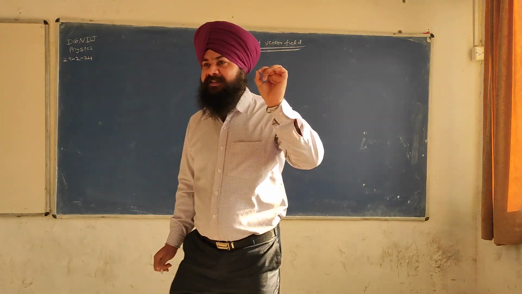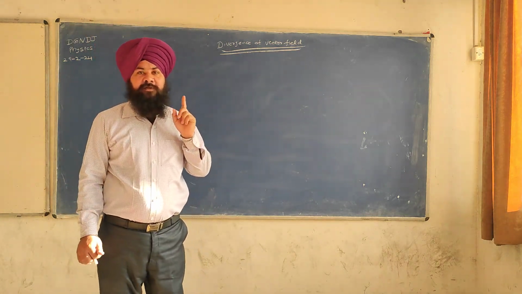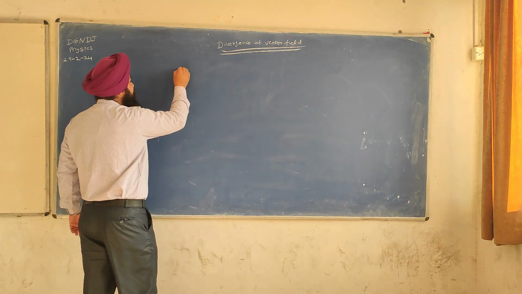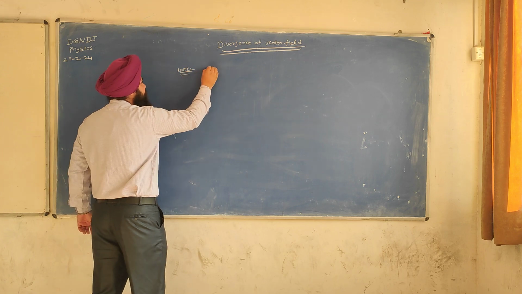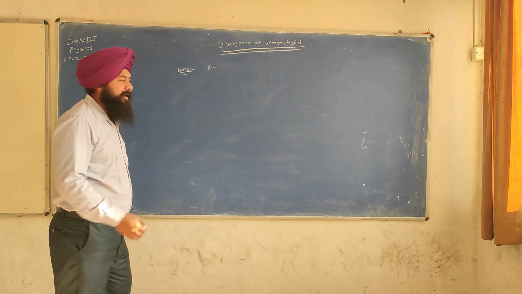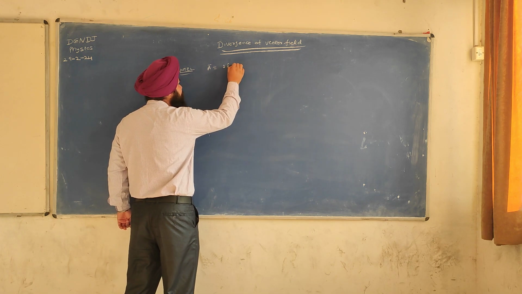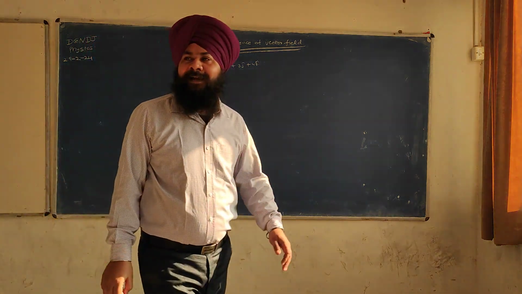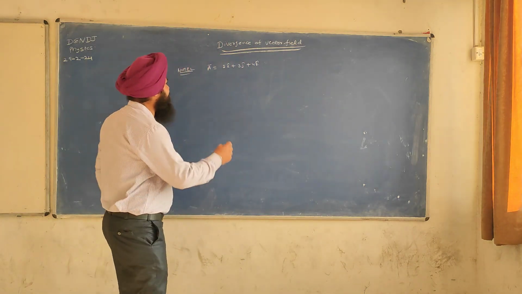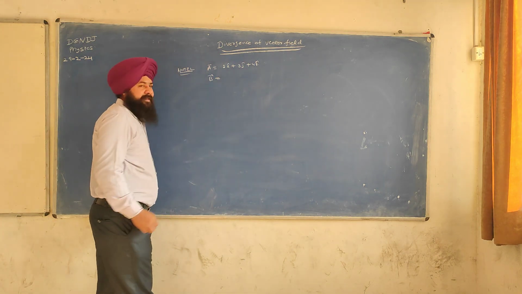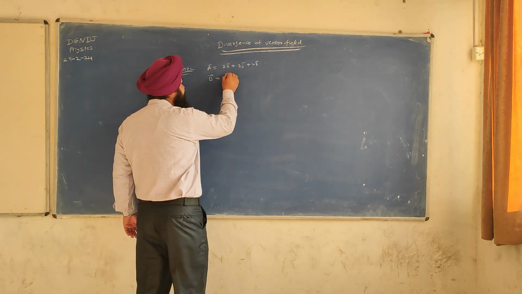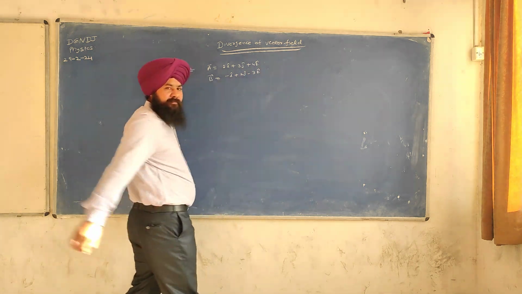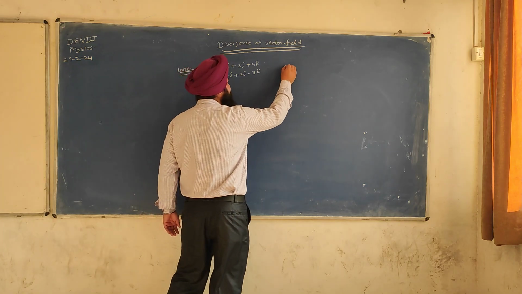Now I will start from the vectors, from the 10 plus 1. Let us say I have a vector A, and let us say that is 2i cap plus 3j cap plus 4k cap. For the sake of simplicity, I have taken an arbitrary vector. And let us say I have another vector B, which is minus i cap plus 2j cap minus 3k cap.